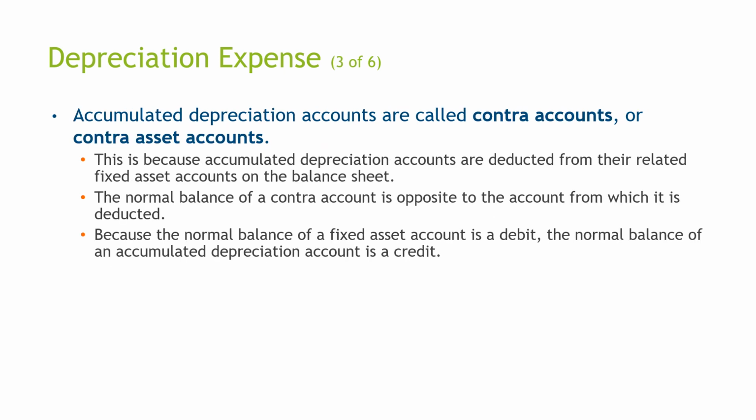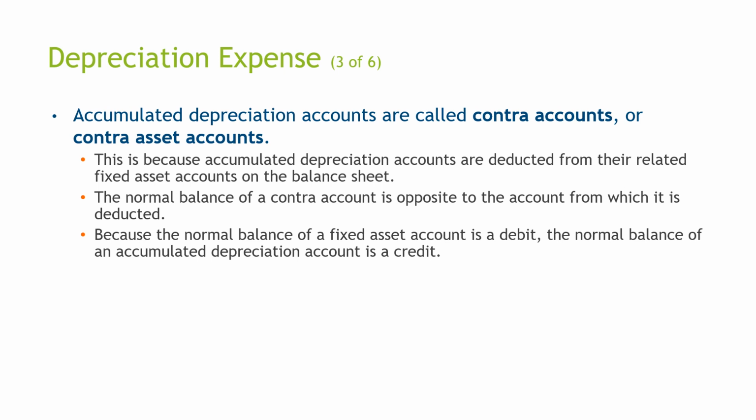It's called a contra asset because it goes against the asset's value. In other words, it deducts the asset's value. Let's say you've got a building. The building costs $100,000. Let's say you've depreciated it by $10,000. We're not going to reduce the building because we want that building to always show its original cost.